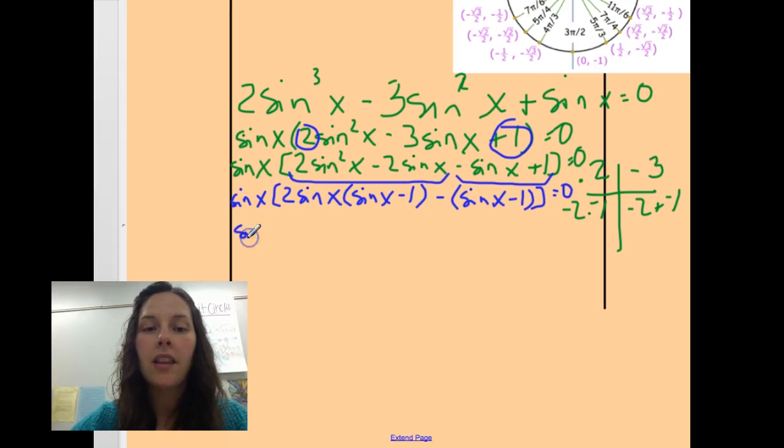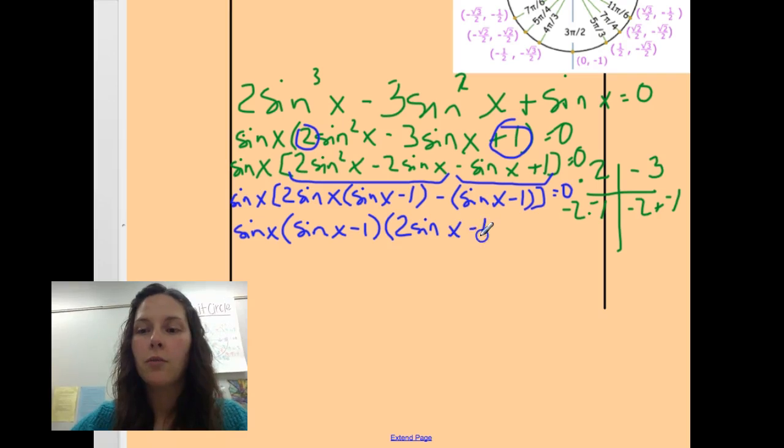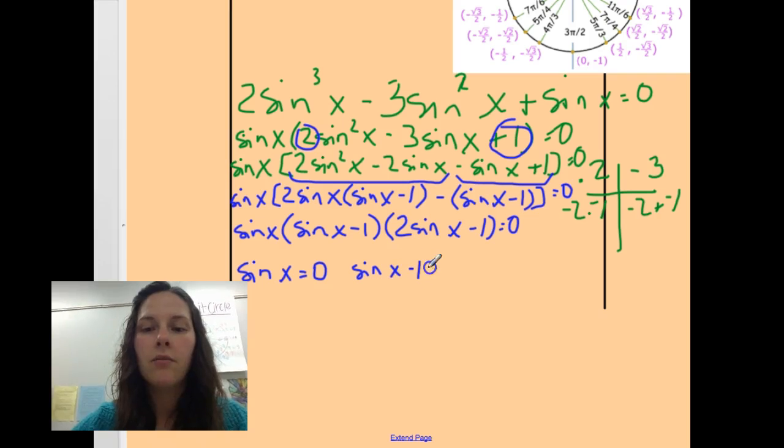All right, so keeping again that original sine x for GCF, and now we're going to factor the grouping. They both have that sine x minus 1 in common, and what's left is the 2 sine x minus 1. So this one, we have 3 sets of terms being multiplied by each other, that we need to set each of them equal to 0. So our first is that original GCF that we factored out, sine x equals 0, or sine x minus 1 equals 0, or 2 sine x minus 1 equals 0.